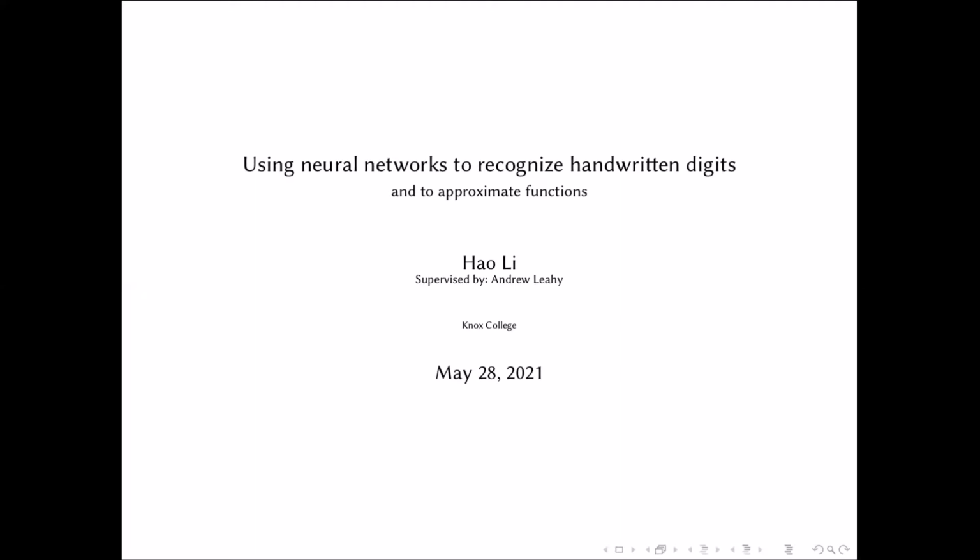Okay, so let's get started. Today, I'm going to present how to use neural networks to recognize handwritten digits and to approximate functions. The idea is that we construct the network and train the machine to learn the features of many, many different handwritten digits. And we hope that, according to these features, the machine can give us a good prediction of those images.